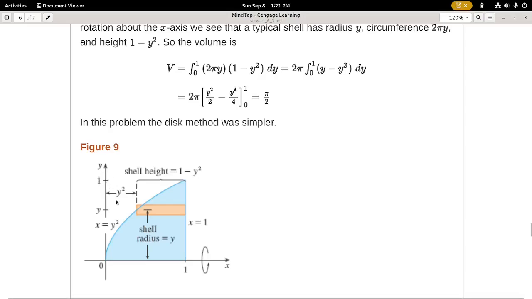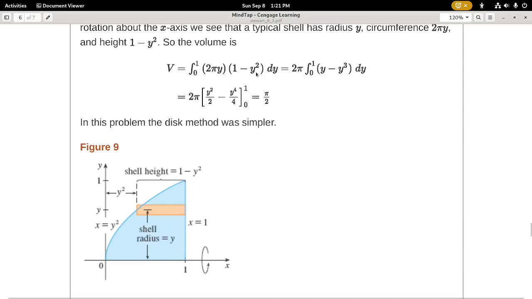How did I know it goes from 0 to 1? Well, the area here goes, in the x direction, from 0 to 1. We were told that. And this is y equals square root of x. So when x equals 1, this y value is square root of 1, which is just 1. And so to add up all the volumes from all the shells, y has to go from 0 to 1.